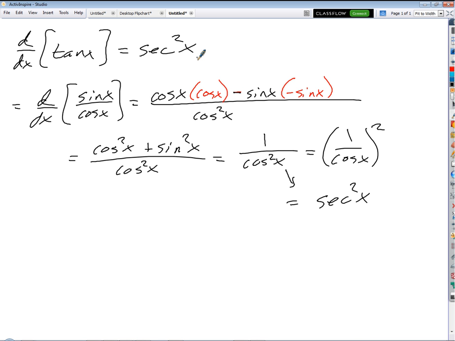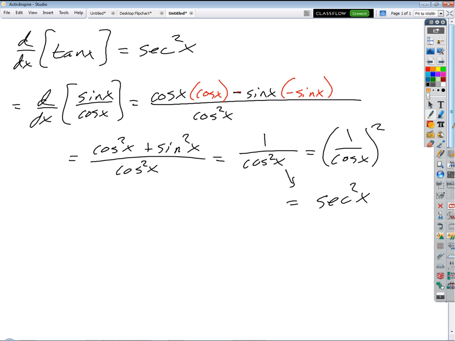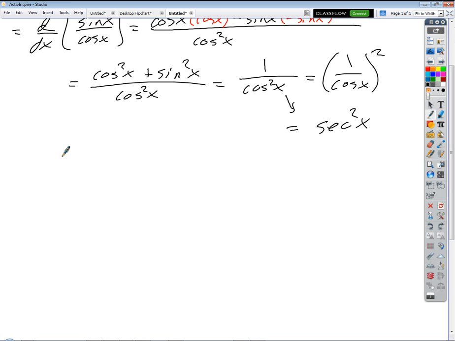Why don't the cosine squared x cancel out? Because that would be improper to do. Cosine squared x on the top is not a factor. It's a term, right? So here's an example. If I had, for example, a plus b over a, I can't cancel those a's, right? That is not equal to 1 plus b. That would be a no-no.